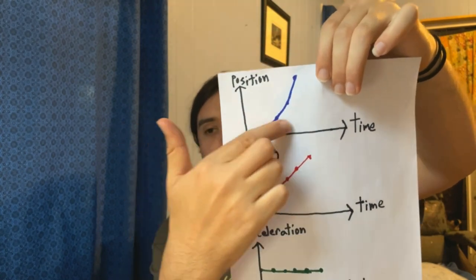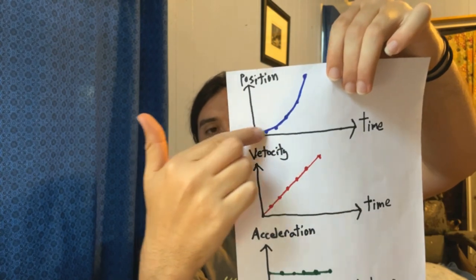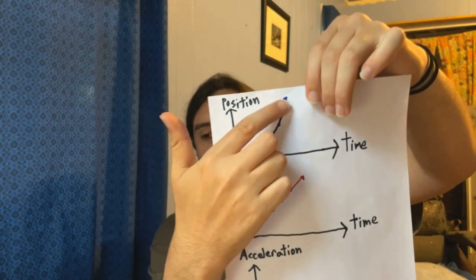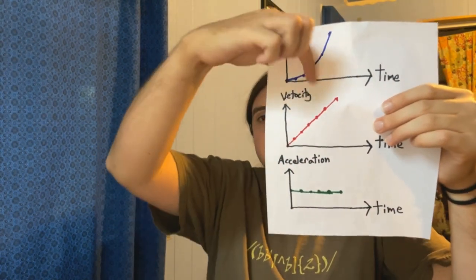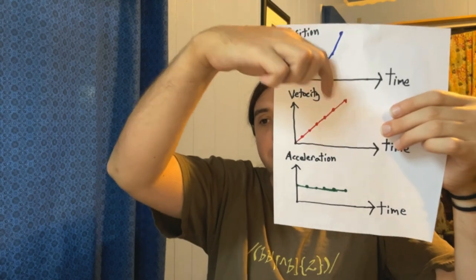This is if we were accelerating in a positive direction. Again, you can just flip this around and make it curve the other way if you wanted to define the other direction as positive, or if you're accelerating the opposite way. But it generally makes more sense to define up as positive, and gravity, of course, pulls things down.